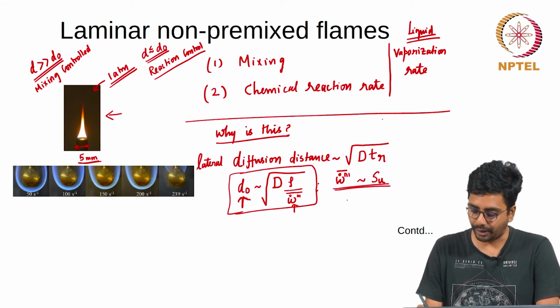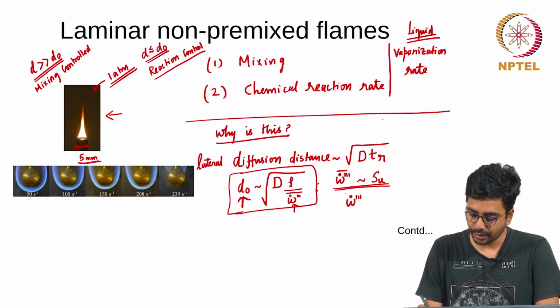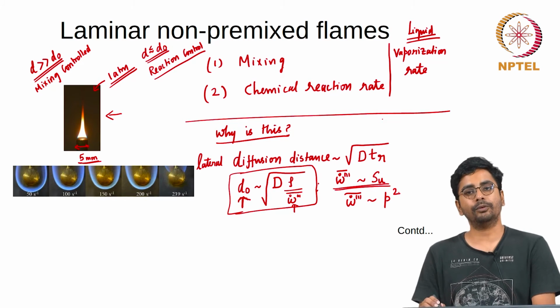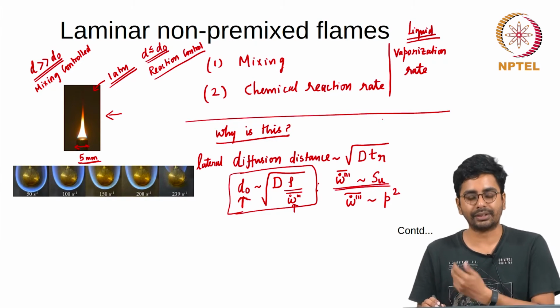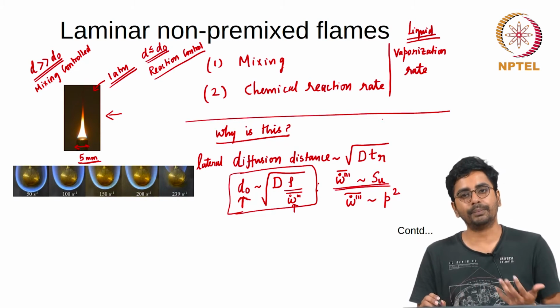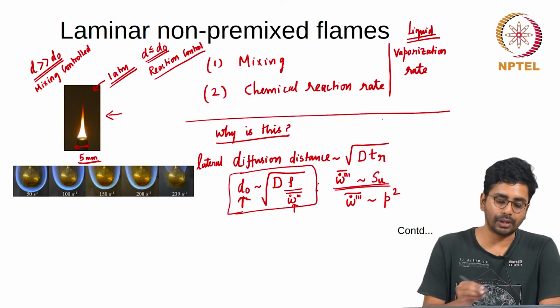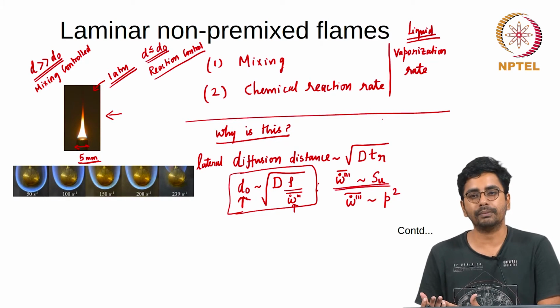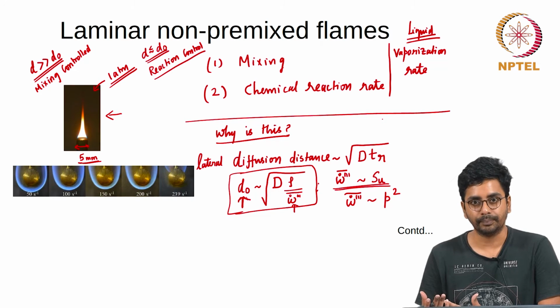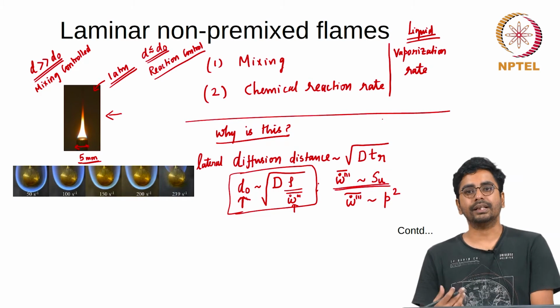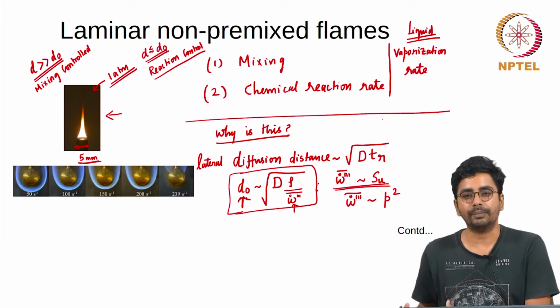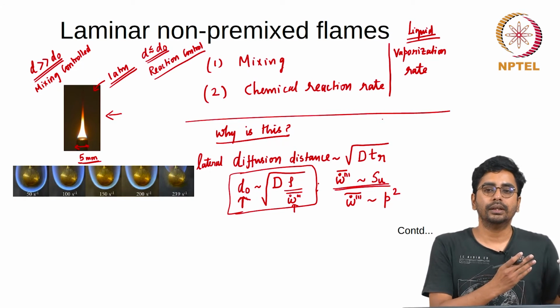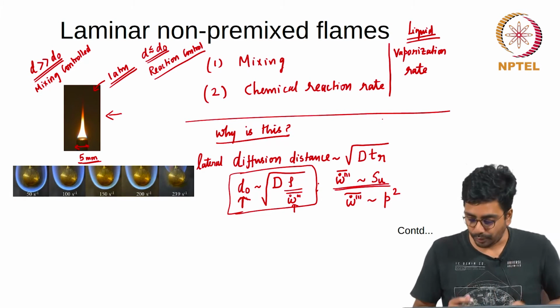We know that omega dot triple dash goes as p squared, and therefore if we decrease the pressure the reaction rate will decrease, and at a particular pressure D0 will become comparable to D and the non-premixed flame will become reaction controlled. This is one way that a non-premixed mixing controlled flame can be converted into a non-premixed reaction controlled flame.